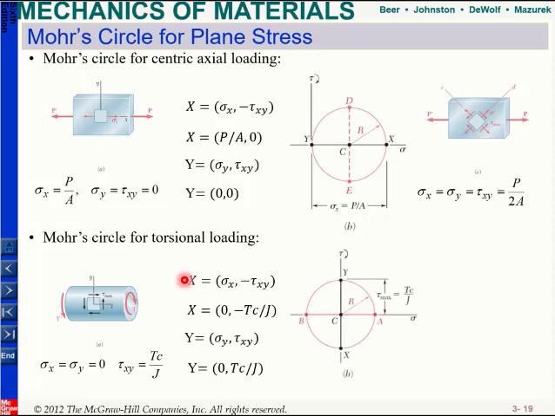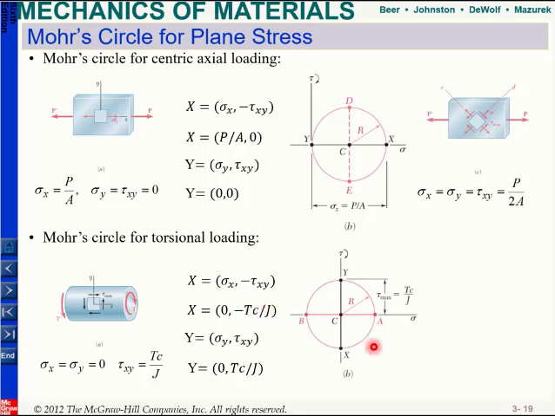Next, if you draw it, my x point is 0 and minus Tc over J, and your y point is 0 and plus Tc over J. So basically I'm on this plane. And then again my average, this time, will be equal to 0. And you can also find your R, which will be equal to Tc over J.